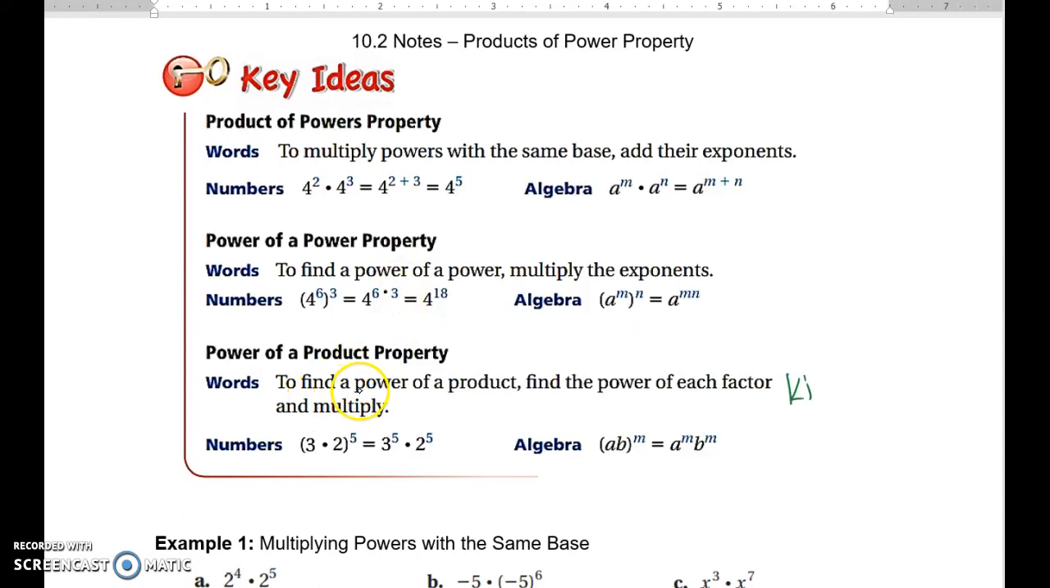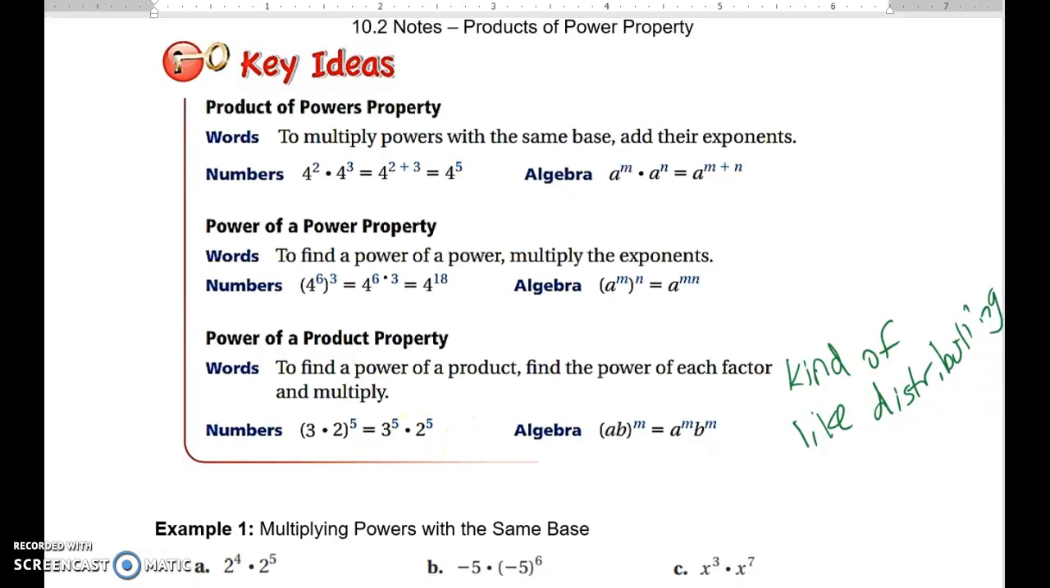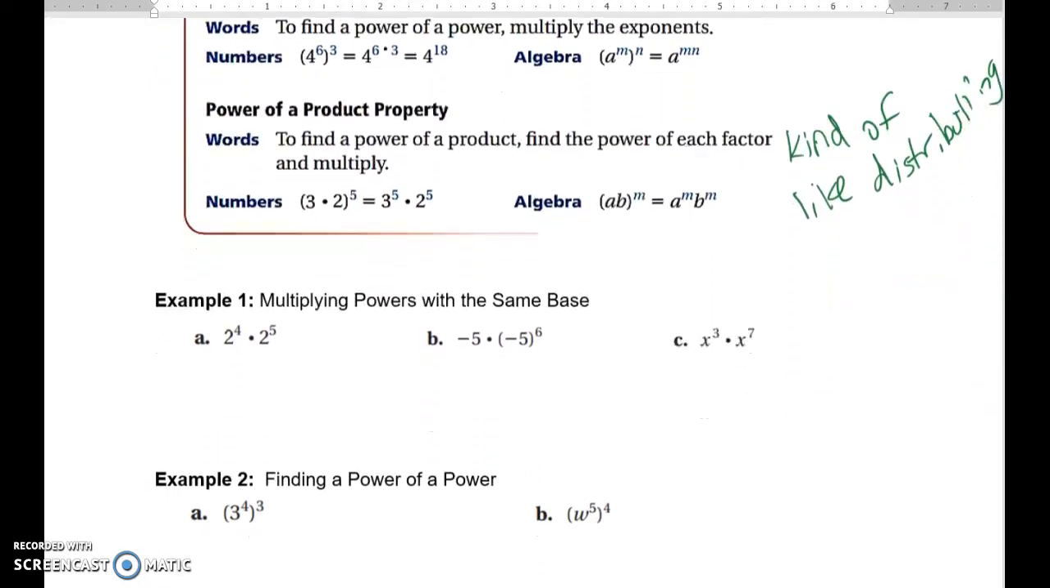And then the last one, I like to say is kind of like distributing. You can see on this one, now don't use order of operations. On this one, that would tend to make sense to you, and you'll understand this more when we have some variables. But just apply this 5. So this is 3 to the 5th power, and then times 2 to the 5th power. So like I said, kind of like distributing. All right, let's go on down here and try some.